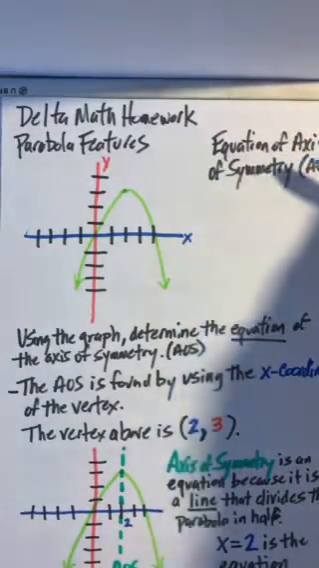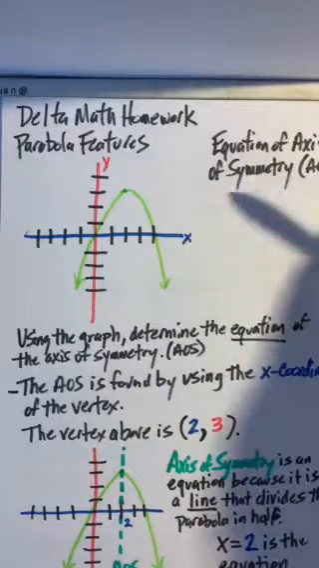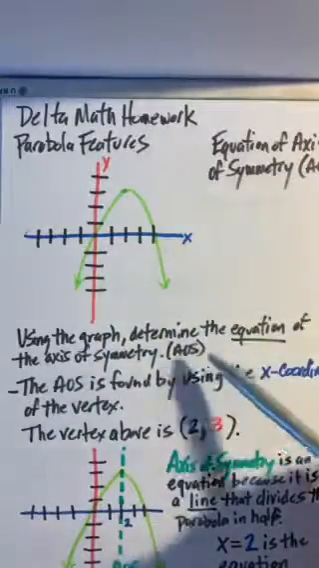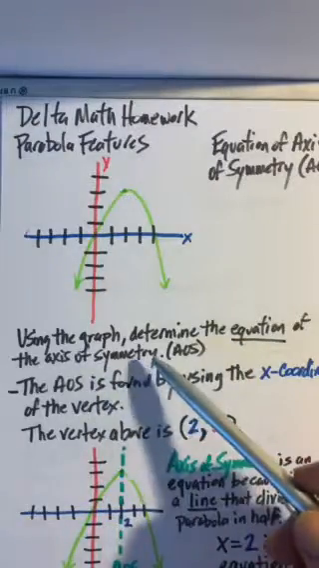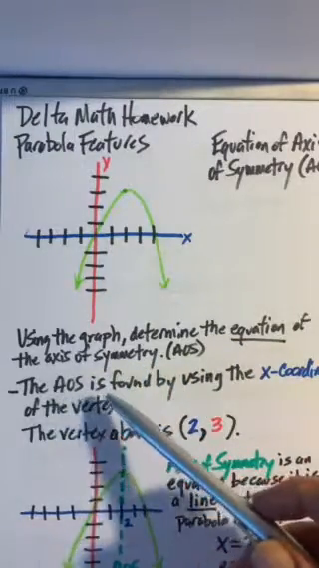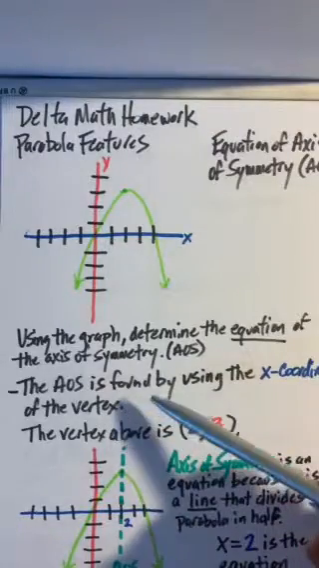Equation of the axis of symmetry. It's also called the AOS sometimes. Using the graph, determine the equation, and that's the key there. It's an equation of the axis of symmetry. The axis of symmetry is found by using the x-coordinate of the vertex.